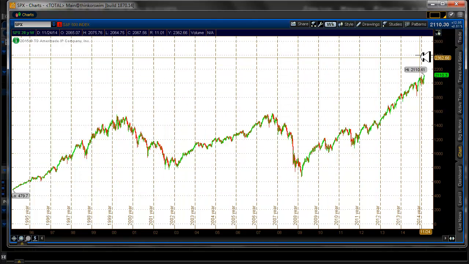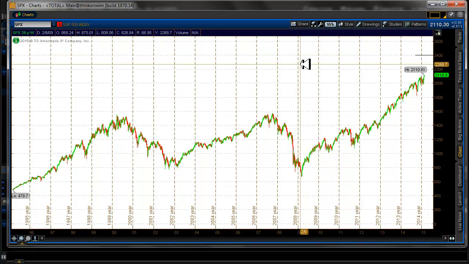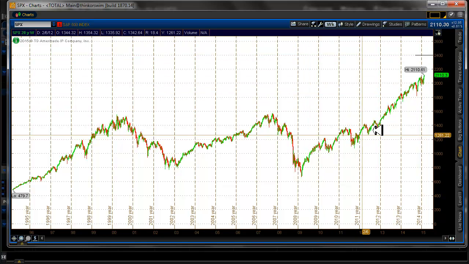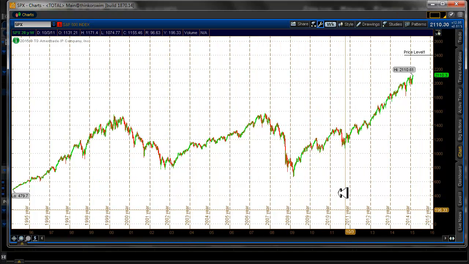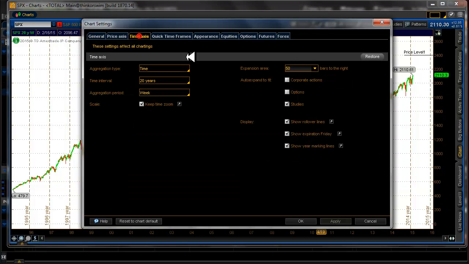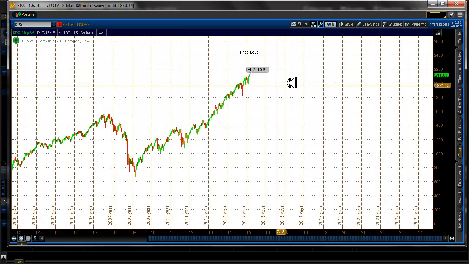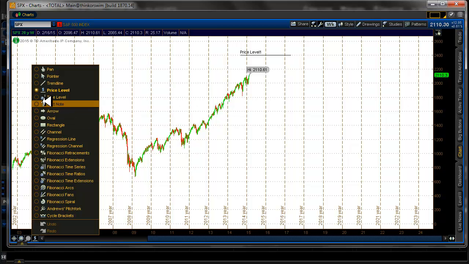All right, so here's our line up here, this 2400 level. Can it reach there? Well, I need to add a little bit of padding here. So we're going to add some padding on the time axis, and let's go to 50 time periods here. Maybe we're going to need to go to 100. So time axis, let's go to 100 weeks out. Let's go to 500 weeks, since this is a weekly chart. There we go. Now, let's put a trend line in here.